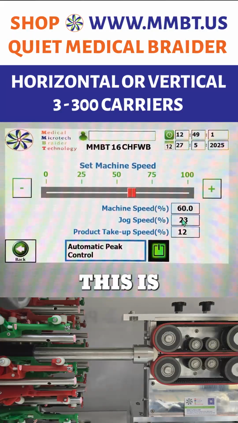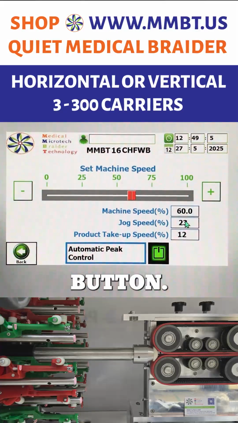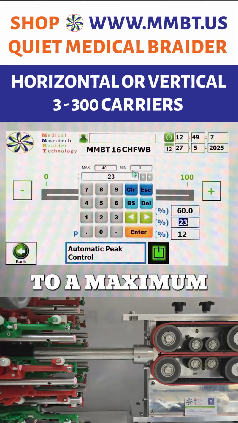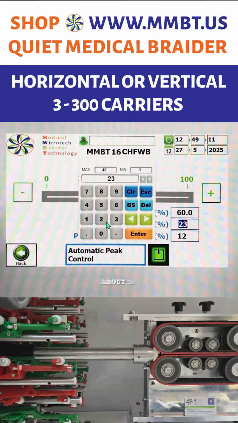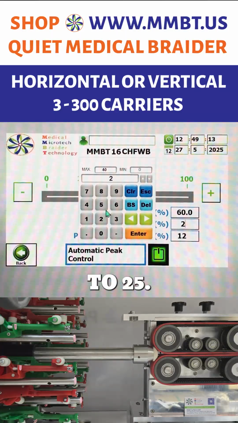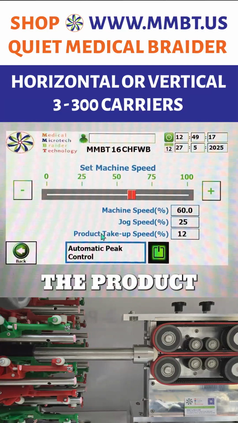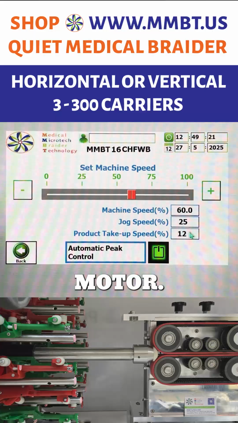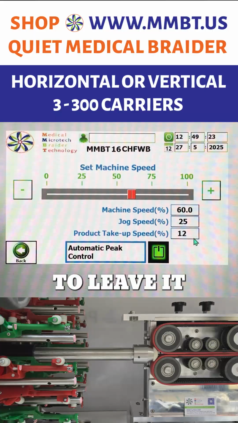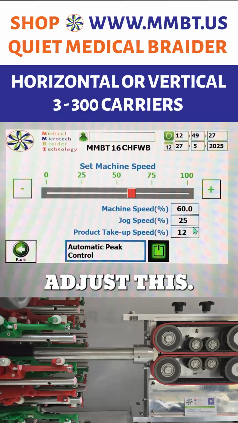Jog speed. This is how fast the machine will jog when you press the jog button. You can go up to a maximum of 40%. I usually like to run at about 20 to 25. And finally, the product take-up speed. This is the speed of the take-up motor. It is generally okay just to leave it at this number. Rarely will you ever have to adjust this.